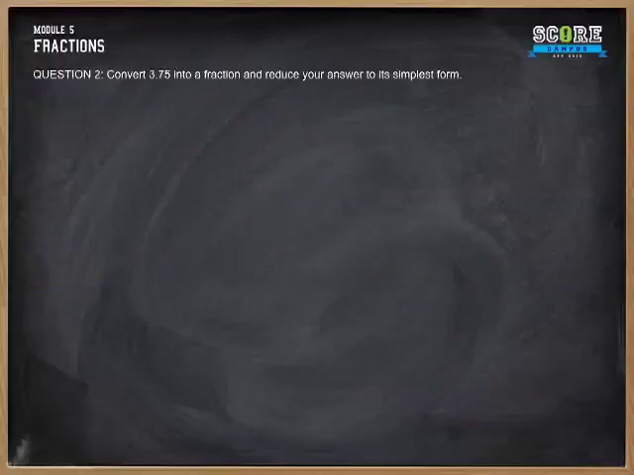Question 2, students, convert 3.75 into a fraction and reduce your answer to its simplest form. Now that we know what the digits in this decimal mean, we can jump straight into adding the fractions together. But let's still write it down anyway. Let's get into the habit of writing down. Step 1, let's write down 3.75.